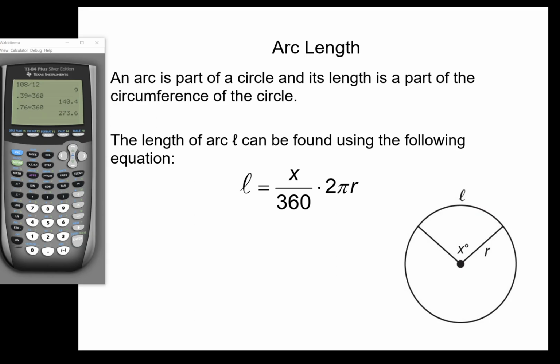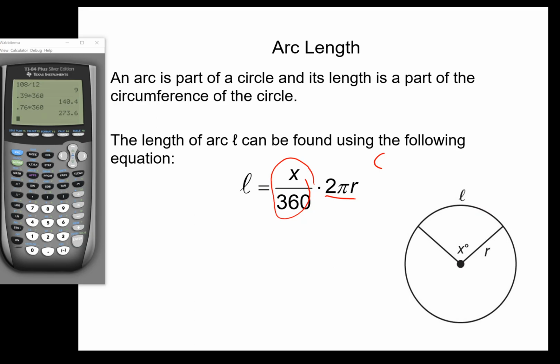All right, next concept. An arc is part of a circle and its length is a part of the circumference of the circle. So an arc length is just a portion of the circumference. Now, the arc length can be found using this formula. Arc length L equals x over 360 times 2 pi r. Notice what we're doing here. This is just our circumference formula. This right here, x over 360, is essentially a percentage of the circumference.